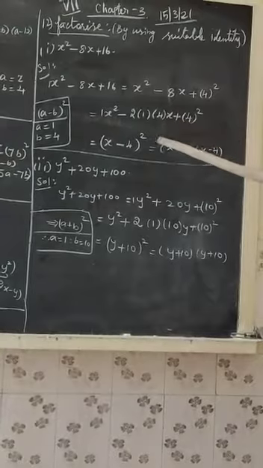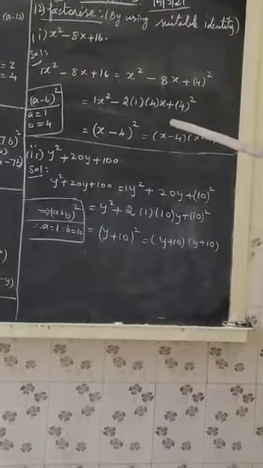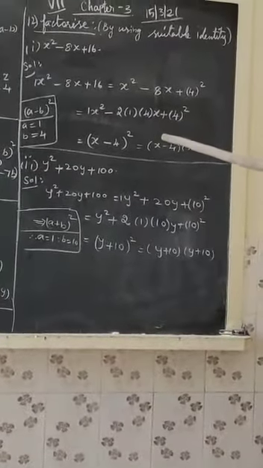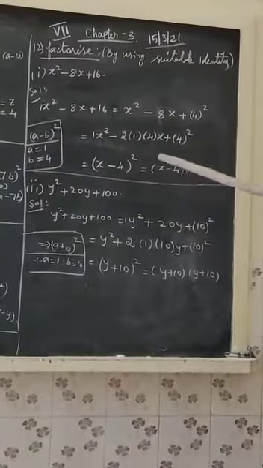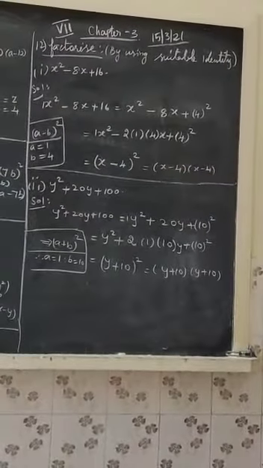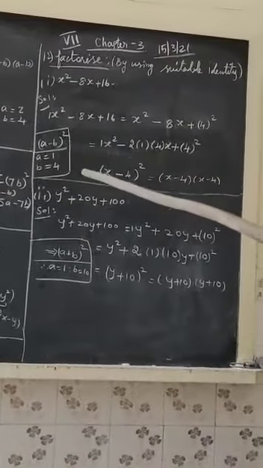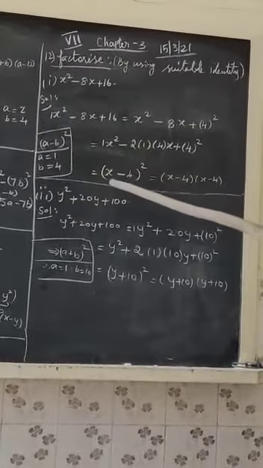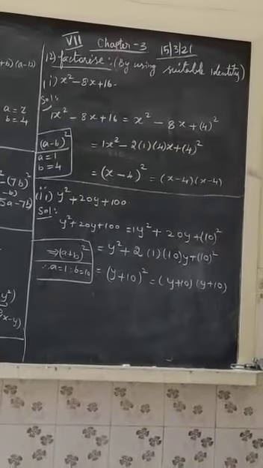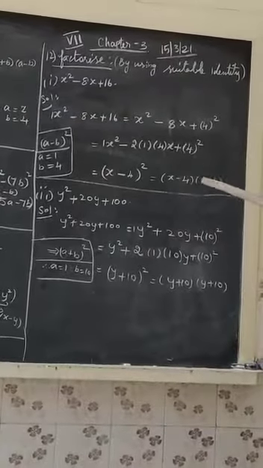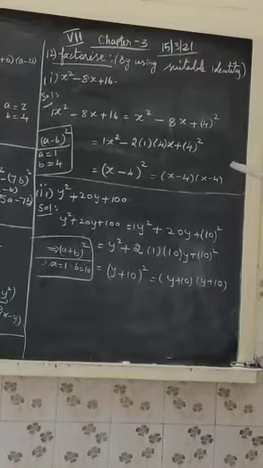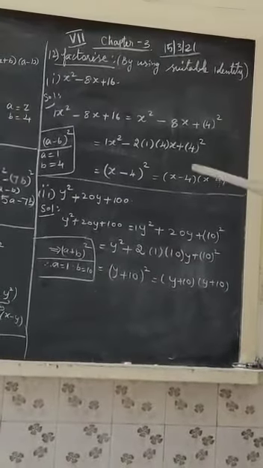So the first term is x square, and the coefficient of x square is 1, so the a value is 1. At last, the third value is what? The b value is 4, I consider. So see here, a minus b the whole square, so a equal to 1 and b equal to 4. So I substitute in the formula: x square minus 2, a value is 1 and b value is 4, plus b square.